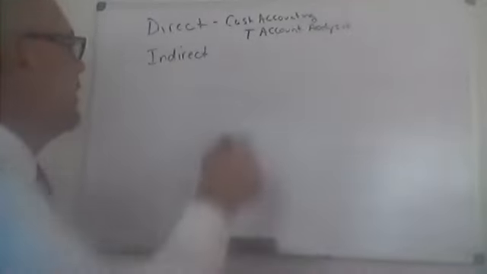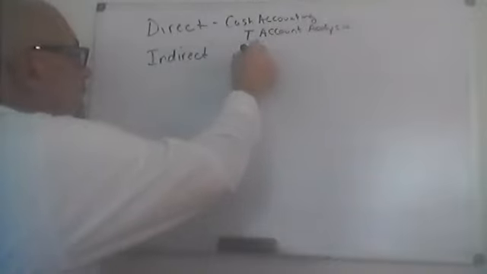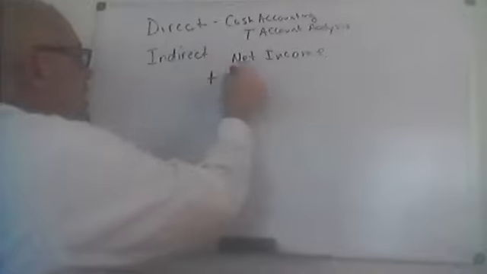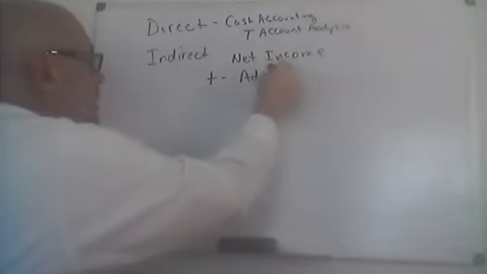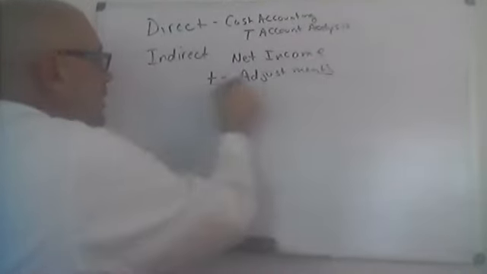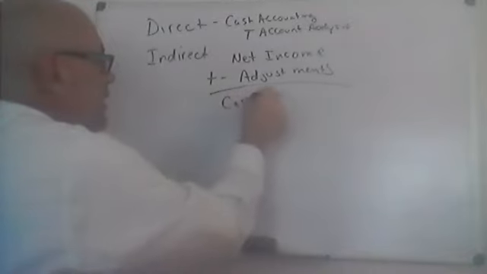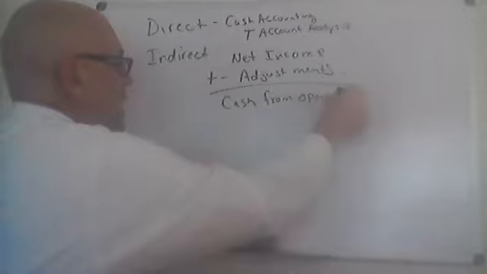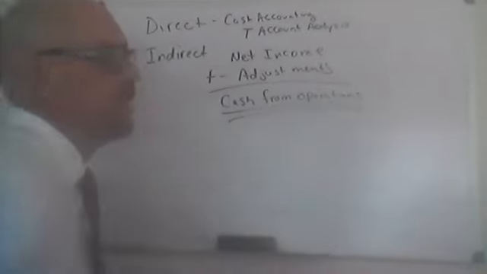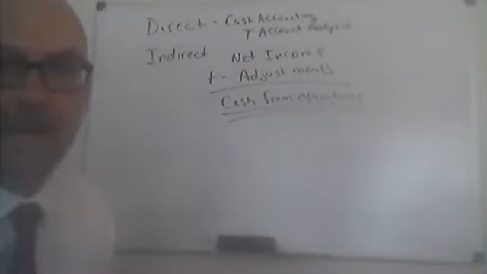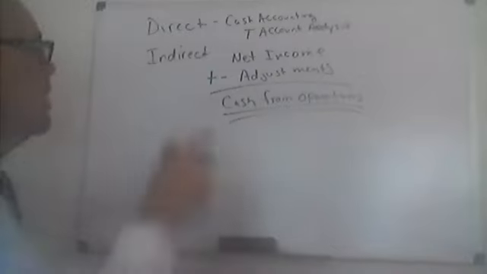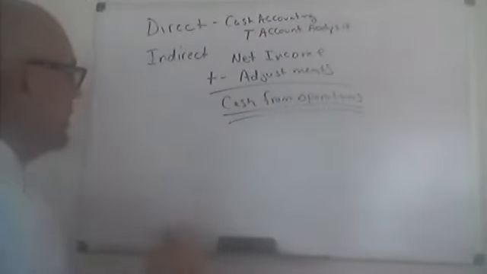Okay, the indirect method, we are going to start with our net income, and then we are just going to make some adjustments to it. That is going to get us our cash from operations. Okay, because that is what we are looking for in the operating section of the statement of cash flows, is how much cash was generated from operations. These adjustments are fairly simple.